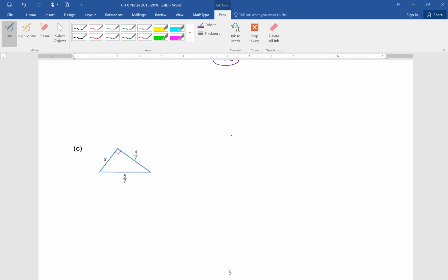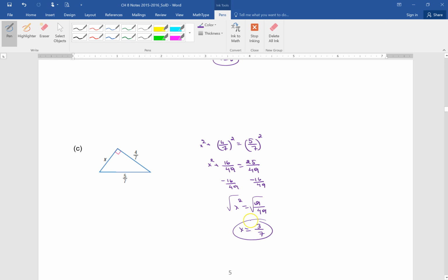Which two are the legs here? X and 4 over 7. So x squared plus 4 over 7 squared is equal to 5 over 7 squared, meaning I have x squared plus 16 over 49 is 25 over 49. When we subtract 16 over 49 from both sides, I have that x squared is equal to how much? 9 over 49, and if I take a square root of both sides, then x is 3 over 7. Okay?